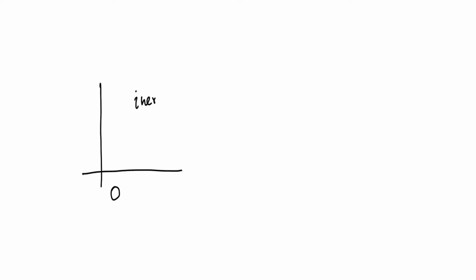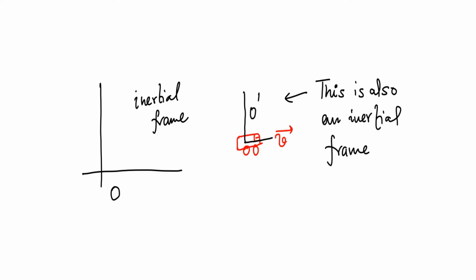As you see here, if frame O is an inertial frame, then the frame O prime is also an inertial frame. Now we may ask the question, how are the coordinates of these two inertial frames related? This question leads us to the so-called Galilean transformation.